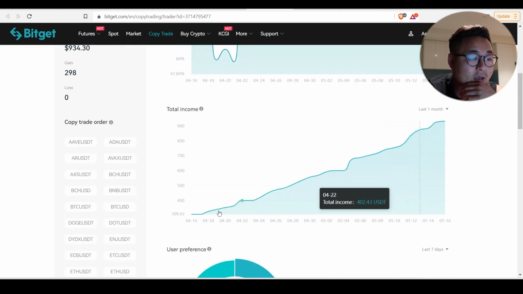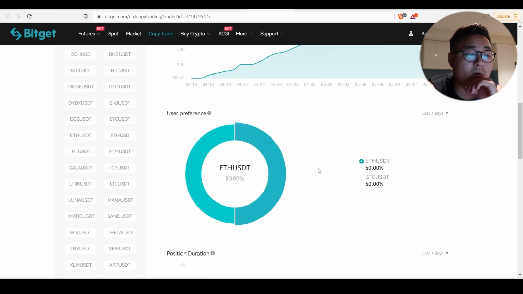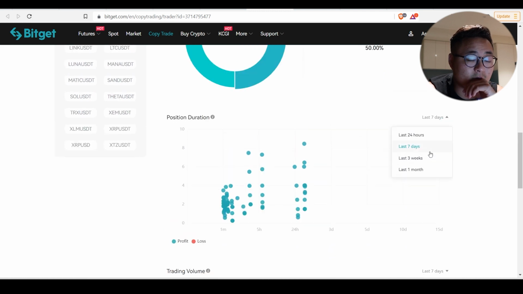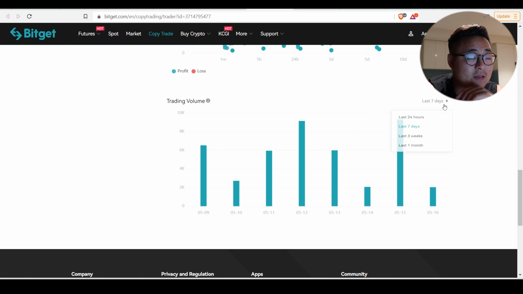Let's look at the 1 month. Yep, the 1 month is looking pretty good as well. Although the income size is a little bit too low, 50-50 on USDT, on Bitcoin and Ethereum. And in the last 1 month, he's only had profitable trades. And that is possible, guys. You can actually manage your position for that to become possible.